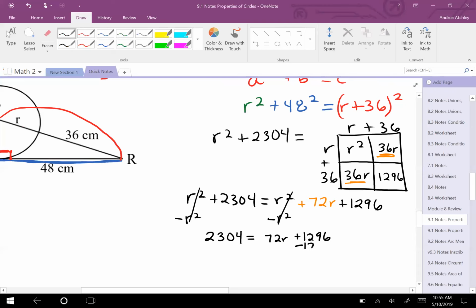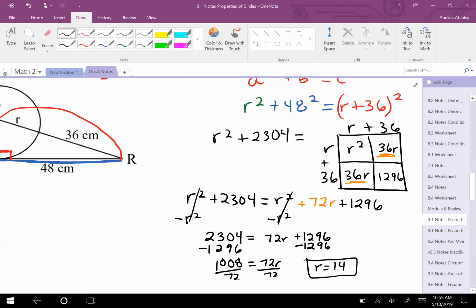Okay, so you're going to subtract the 1,296. Okay, divide by 72, divide by 72, and what does r equal? 14. So the radius is 14. Any questions over that? We're all good? Okay.